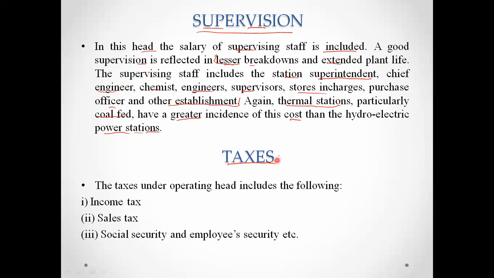Last is the taxes. We have to pay tax to the government. The tax under the operating head will include the income tax, then sales tax, then social security and employee security tax. So this tax has to be there.